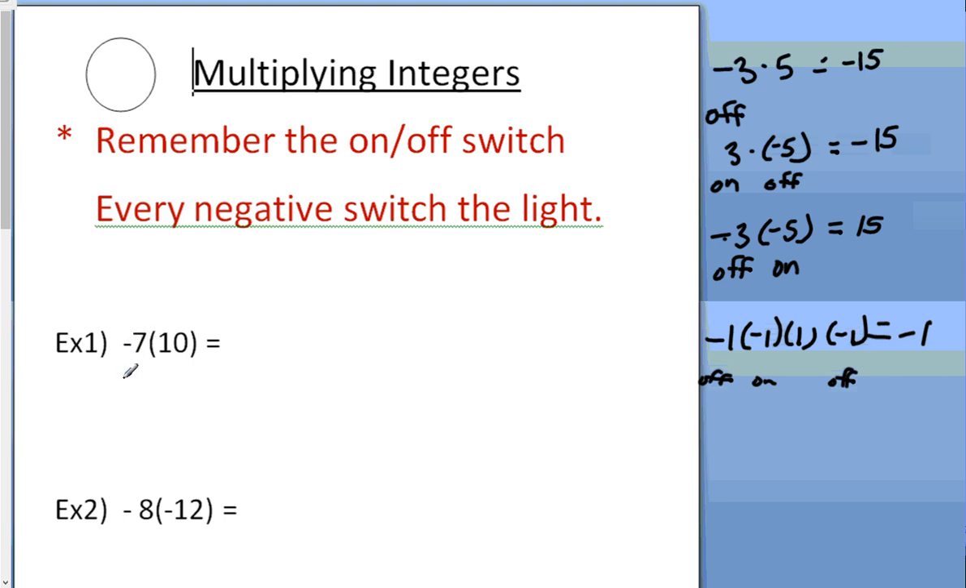First number tells me that the lights start off, right? So the lights start off. You don't have to write the word off, but I'm going to do it on your notes. So the first number tells me the lights are off. What's the positive do? Nothing. So the lights are going to stay off, so the answer is negative. 7 times 10 is 70.